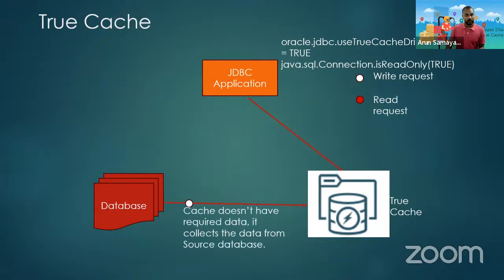Sometimes the TrueCache might not have all of the data that you are trying to select. At that time, the TrueCache connects to the source database and collects the required data from there for the application to read. So it will perform a read request, and the database will send all of the required data to the TrueCache instance, which is being read by the application.